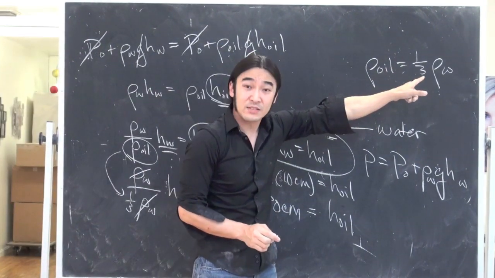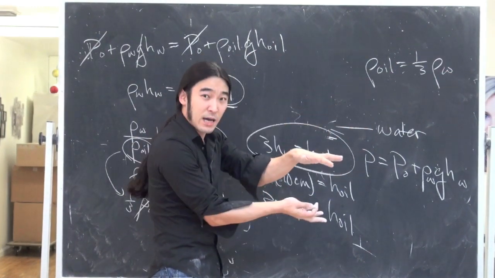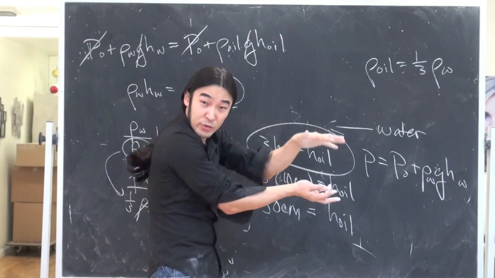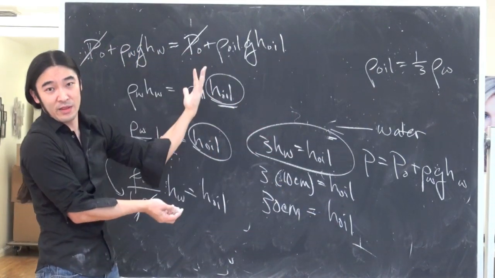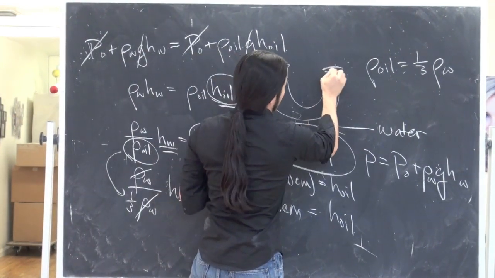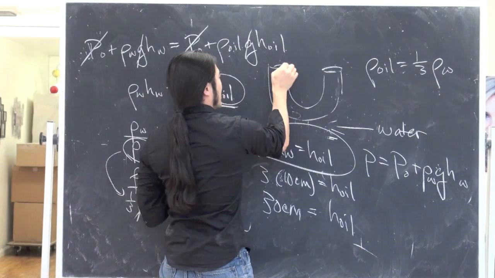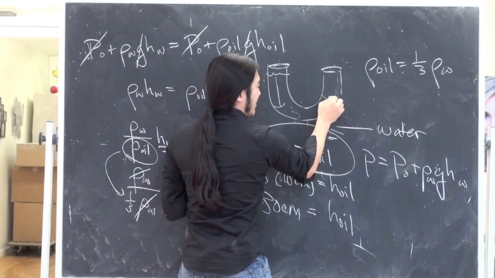Since the water is denser, right? Because the oil is 1/3 the density of the water, the water pushes down more per unit volume, which means it's going to shove down more, so you need more oil to make up for that. So it totally makes sense that in this U-tube, oops, close enough, you have a ton of oil and not as much water.